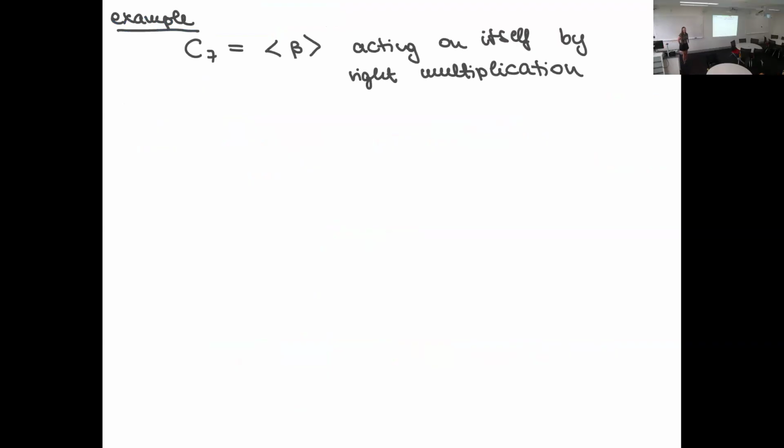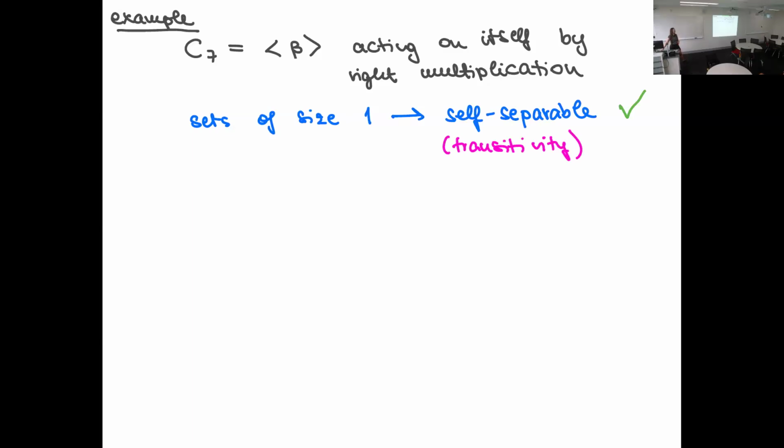I quite like C7, as you can see. So I'm going to show you an example of C7, which will be generated by beta, and it's going to be acting on itself by right multiplication. So sets of size 1 are just going to be powers of beta. And obviously, if you take any power of beta and multiply it by beta, you'll get something different. So all of these sets of size 1 are going to be self-separable. This also just follows by transitivity.